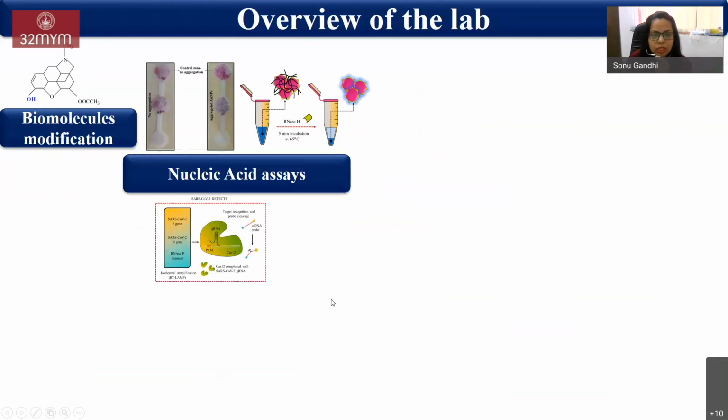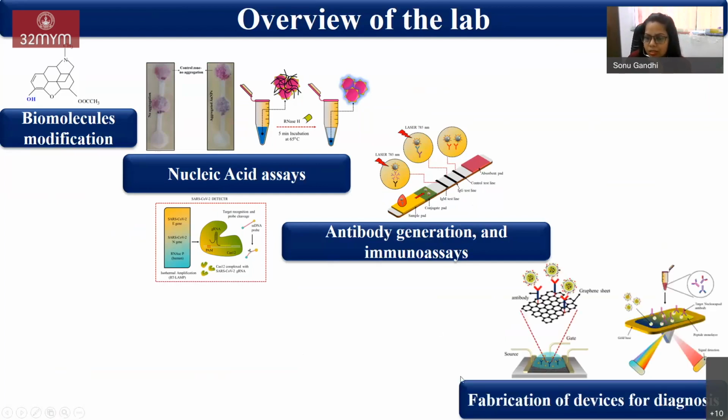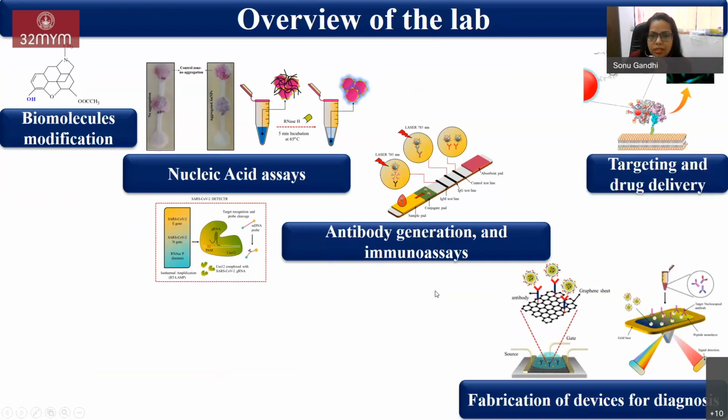Other things which we do in the lab is we develop nucleic acid based assays using aptamers or DNA, RNA, and other molecules which we develop by using the biomolecule modification. Another is the antibody generation and development of immunoassays for that. The last thing is the fabrication of devices for diagnosis, which I am going to discuss, that is how we develop the devices for sensing different biomolecules. The next expertise is the targeting and drug delivery for diagnosis of certain diseases.